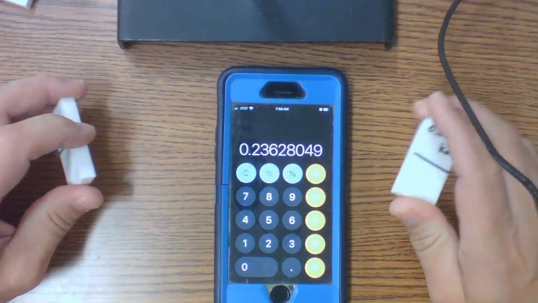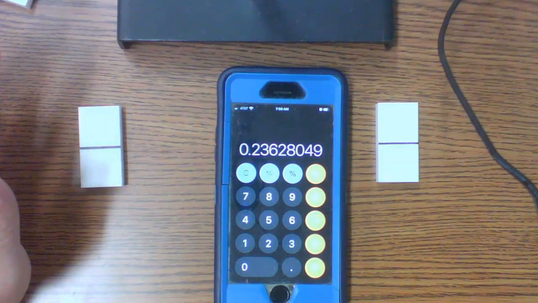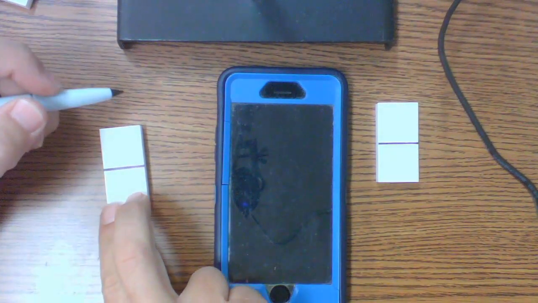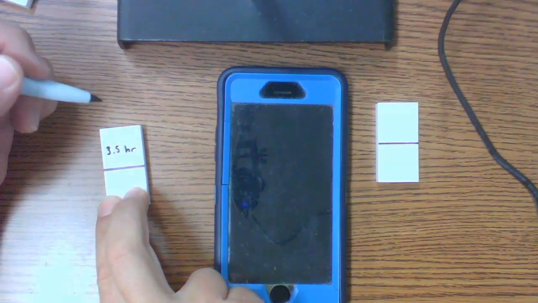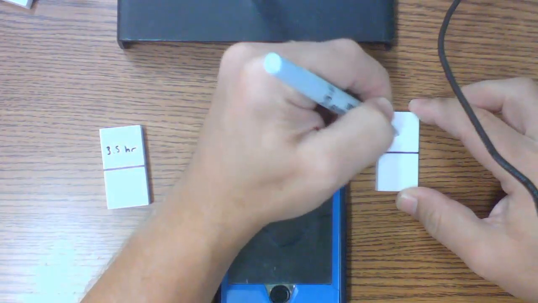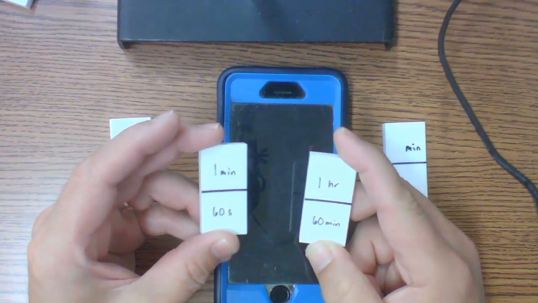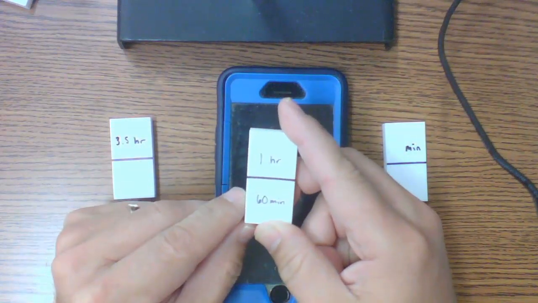Let's look at ones that are different units. So this time we're going to work with units of time. We're going to start with 3.5 hours, and we're going to change this into minutes. Okay, so I look at my dominoes the way I want to start, and I can see that I've got 2 dominoes here, one with hours and minutes, and another with minutes and seconds. So it looks like I'm going to use this one.